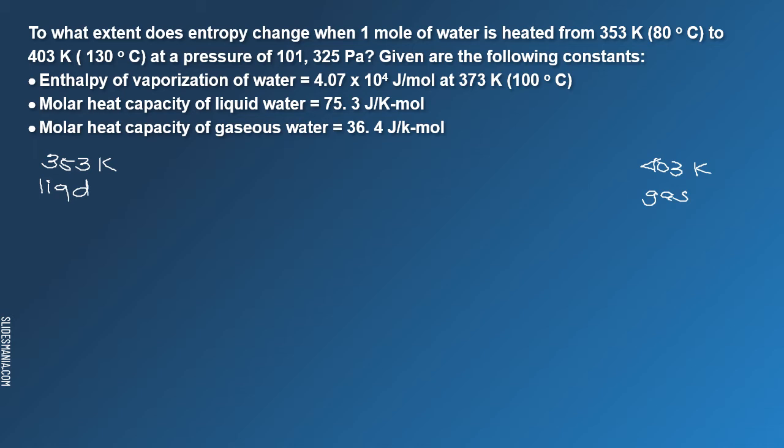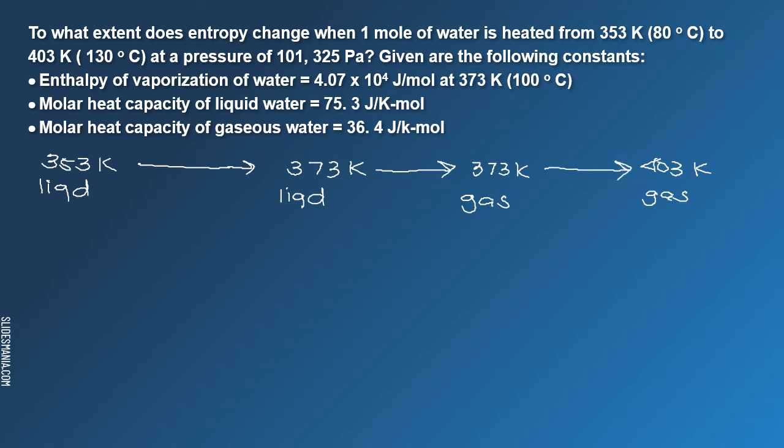Therefore, there will be three changes associated with this heating. The first change that we have is a change in temperature. So this is the boiling point of water, and at this point, we still have a liquid. And then phase change will occur, still at 373 Kelvin, but you already have your gas. And finally, the last change is another increase in temperature from 373 to 403 Kelvin, still at the same phase, which is gas.